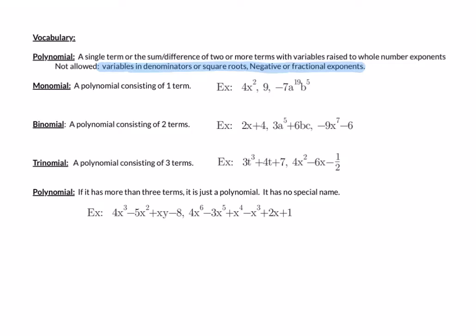If it has more than three terms, it is just a polynomial. It has no special name. So for instance, 4x cubed minus 5x squared plus xy minus 8 has four terms. We just call it a polynomial. Similarly, 4x to the 6th minus 3x to the 5th plus x to the 4th minus x cubed plus 2x plus 1 has six terms. This is also just a polynomial.